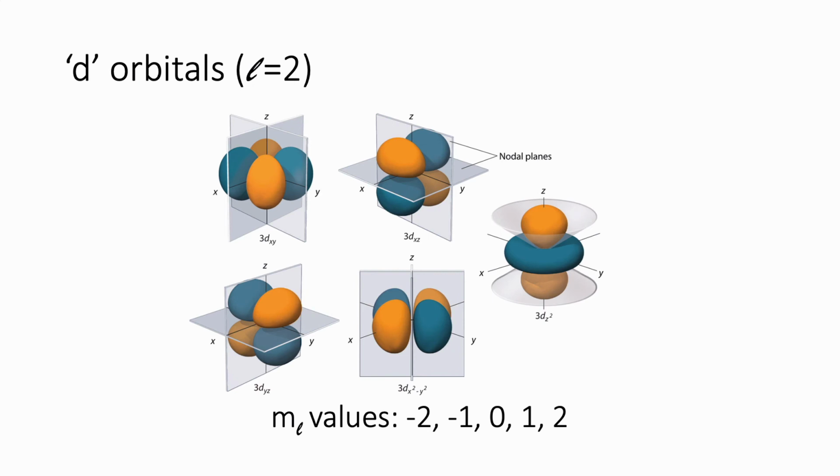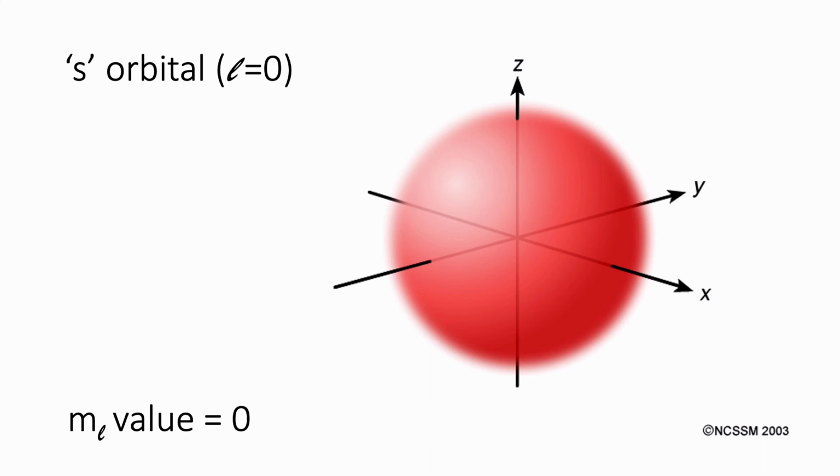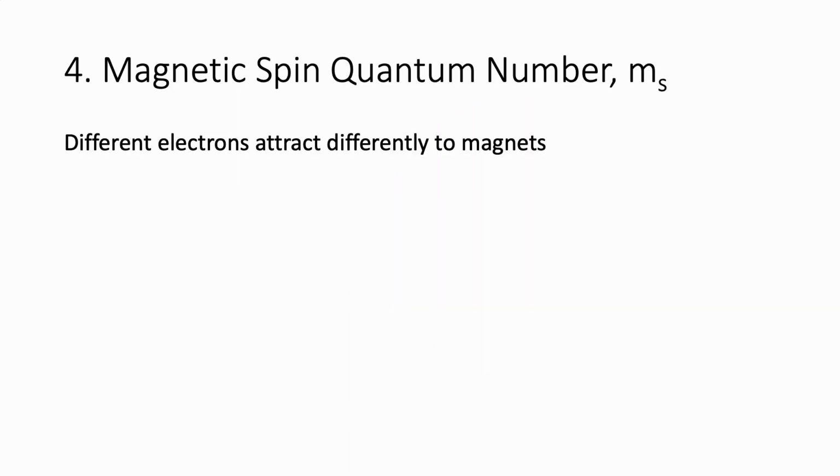For the d orbitals, there's 5 of them. And so there's going to be 0 in the middle, 1 and -1, 2 and -2. For the f orbitals, there's going to be 0 in the middle, 1 and -1, 2 and -2, and 3 and -3. For the s orbital, L equals 0, there is only one of them, and it has to be centered on 0, so it's 0.